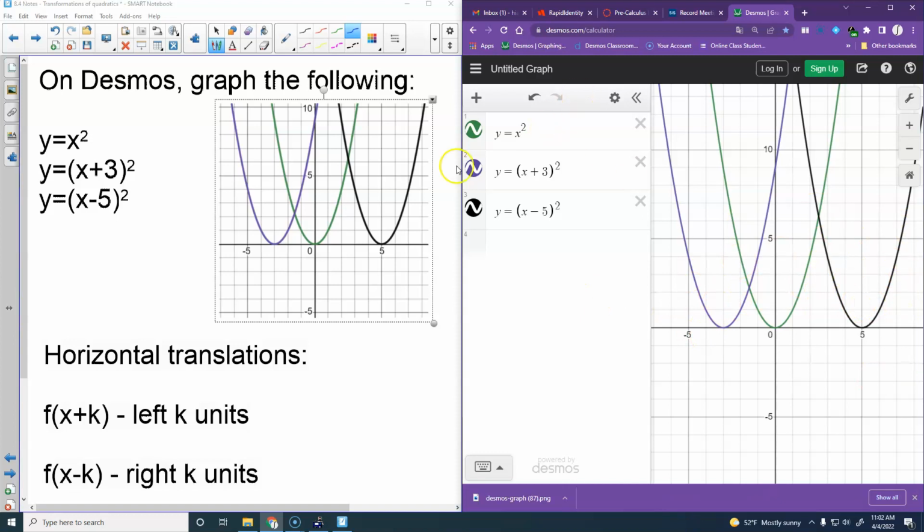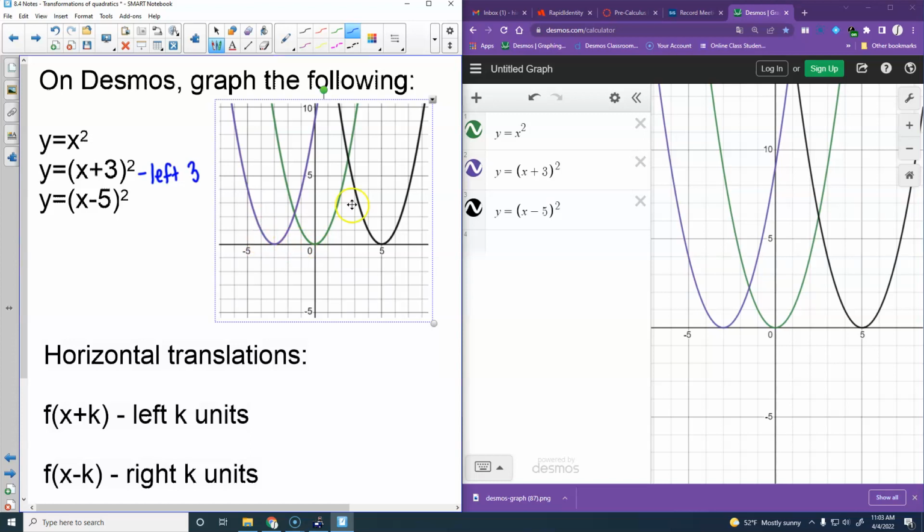Your colors may be different than mine. Mine are green and then purple and then black. So the green graph for mine in the middle, that's just our basic quadratic. It's not been moved anywhere. It's just that parent quadratic that we talk about, right? So the one that has the plus 3, what happened to the graph? It went to the left, how many? 3. Okay? So I put the plus 3, and notice it's on the inside of the parentheses there. And the graph moved to the left 3. So if I took the green graph and moved it to the left 3, it would match that purple one.